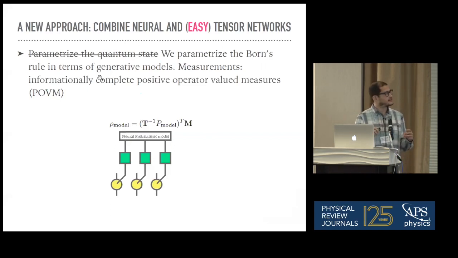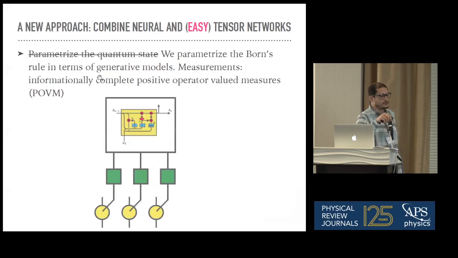I guess the key technical insight that we bring is that we're not going to parameterize the state directly, but we parameterize Born's rule, okay, in terms of generative models. And we use just a big bunch of measurements that are informationally complete, based upon informationally complete positive operator value measures, POVM. And so the ansatz, in terms of tensor networks, looks like this. Here you have neural probabilistic models that I write down this way. It's a black box. And then a set of tensors which are defined in terms of the measurements that I'm going to apply to the quantum system. Okay, so that's the idea.